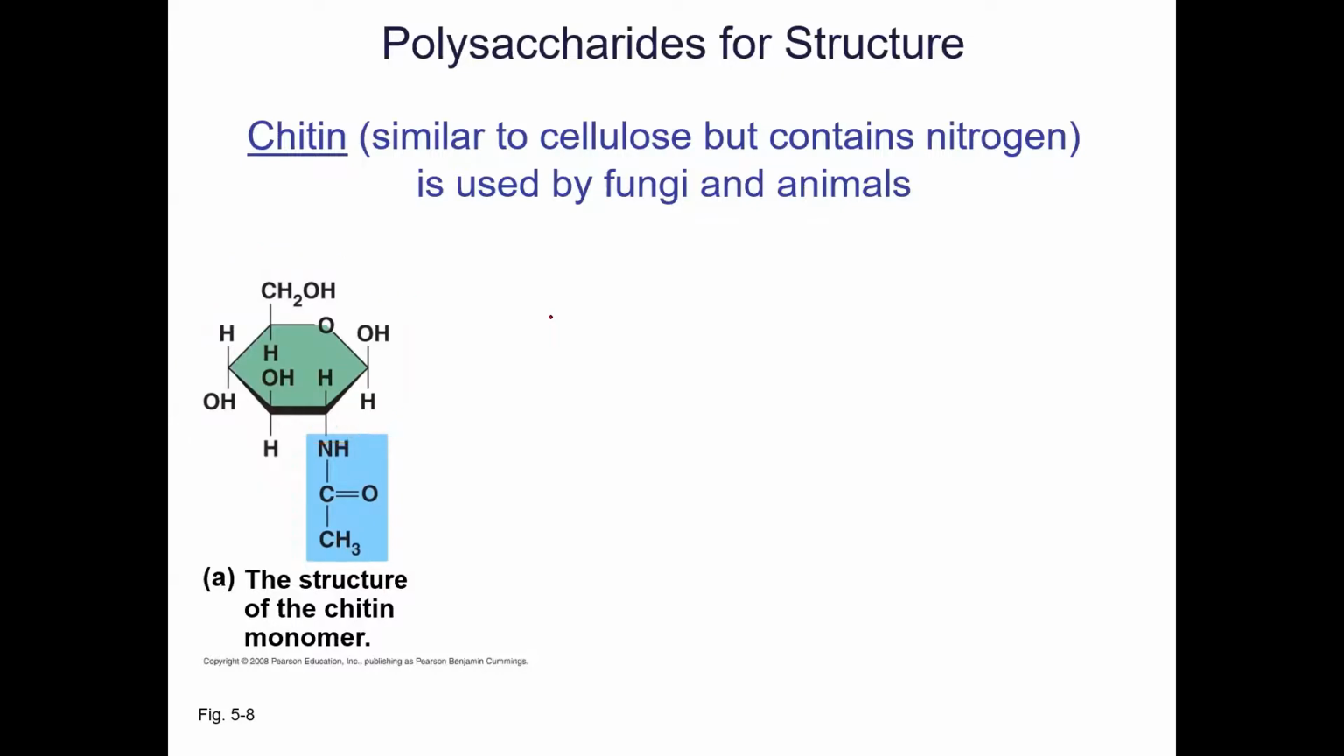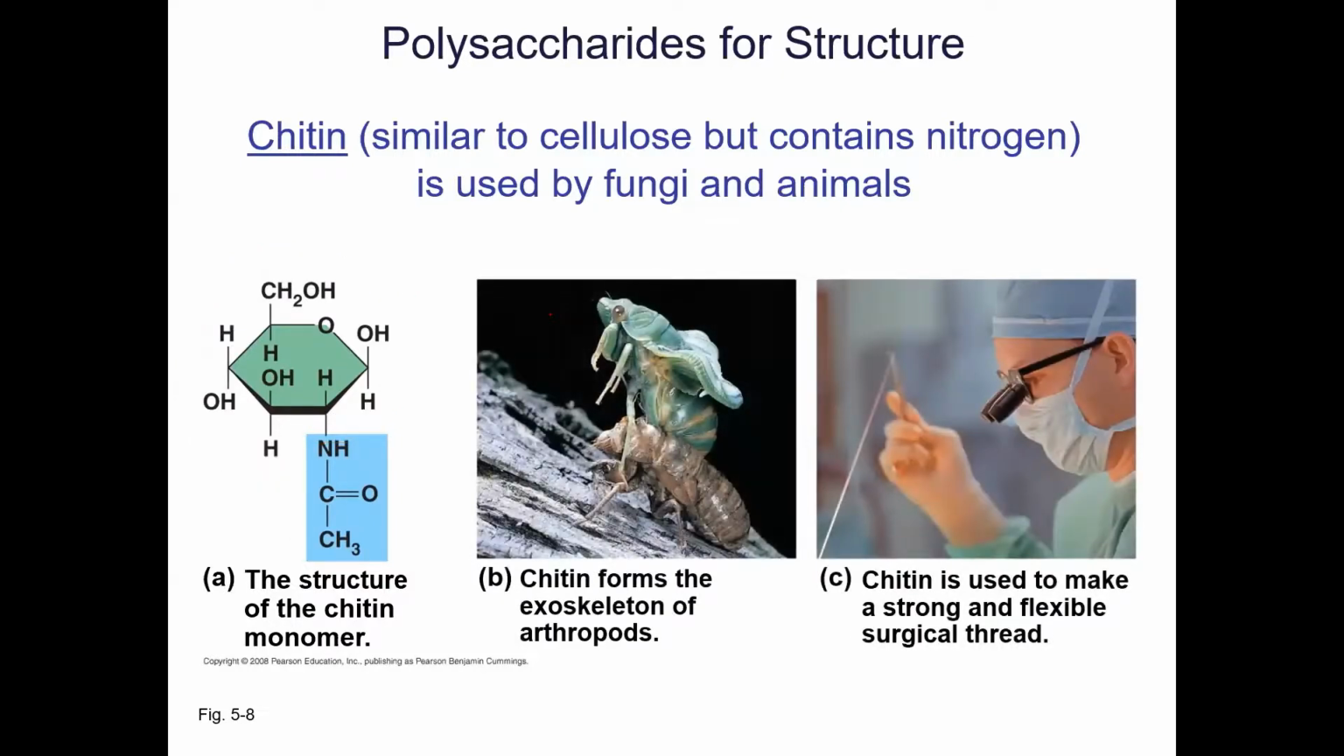So where do we see chitin? We see chitin in all sorts of places. It's part of the fungal cell wall. If you know anything about insects, they have an exoskeleton, and chitin is part of that hard exoskeleton. And chitin is also used to make some sorts of surgical thread. So it's a very tough, not digestible substance.